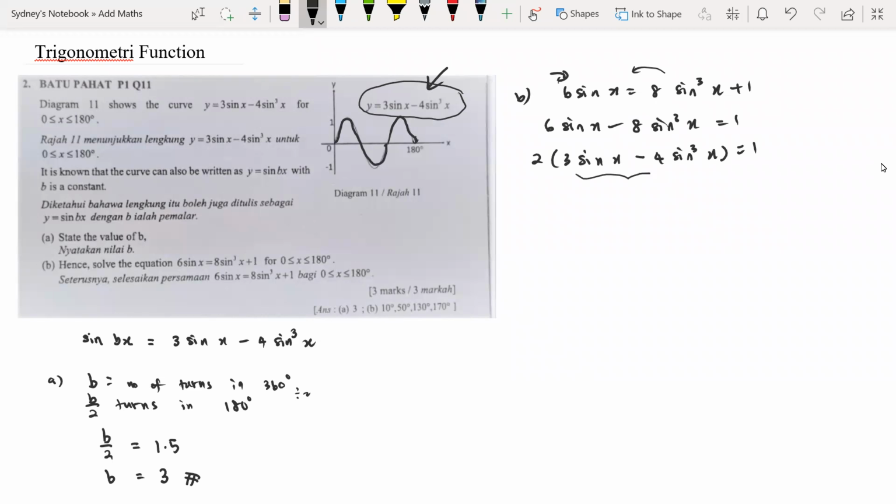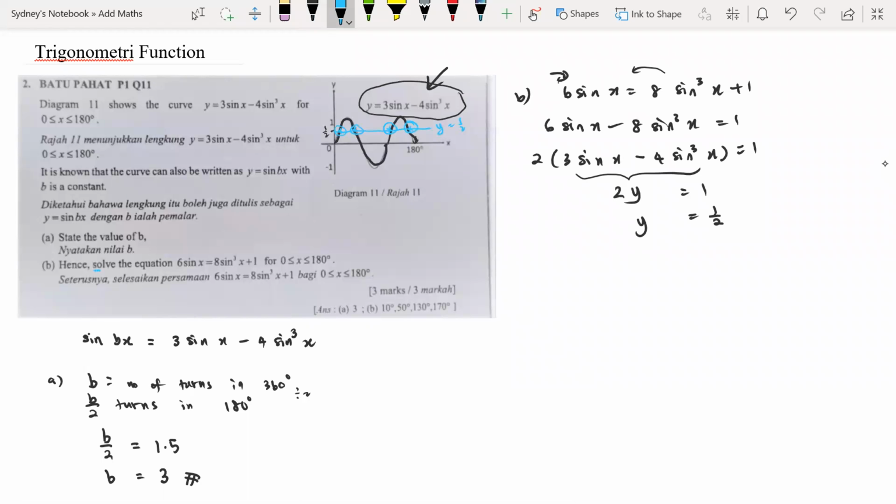Isn't this one our y? So 2y equals 1, therefore y equals half. If we draw this line on the graph given, half is here. This is y equals half. So we have 1, 2, 3, 4. We have 4 solutions to our answer.